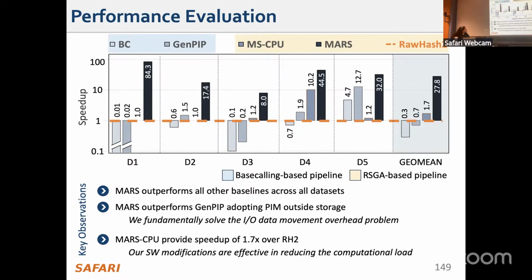So Mars outperforms all other baselines across all datasets, and it outperforms GenPeep, which adopts PIM outside the SSD, because it is addressing the IO data movement overhead that cannot be addressed no matter how much you improve computation outside the SSD. And Mars CPU on its own also provides some good benefits over RowHash2, which is also a software baseline, because of the software modifications that were effective in reducing computational loads.